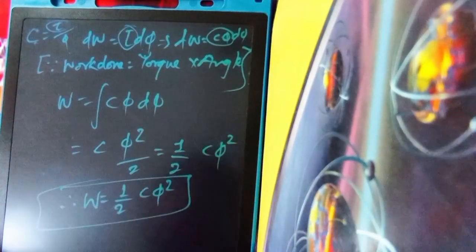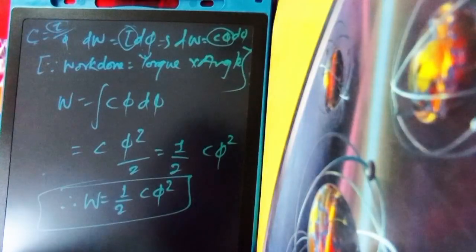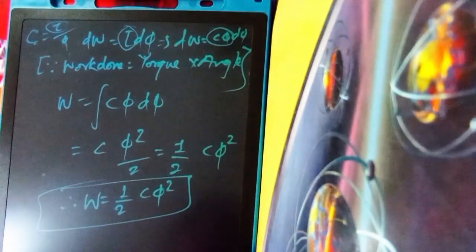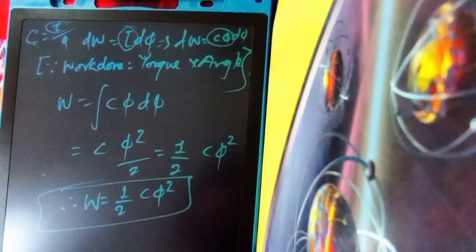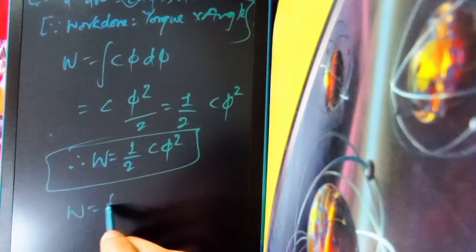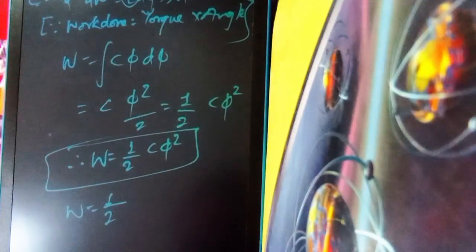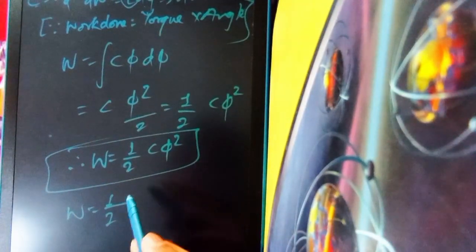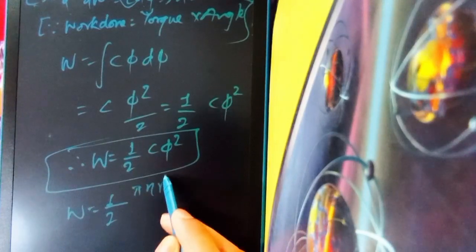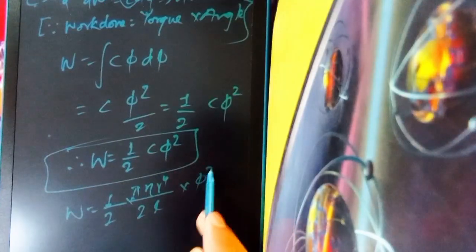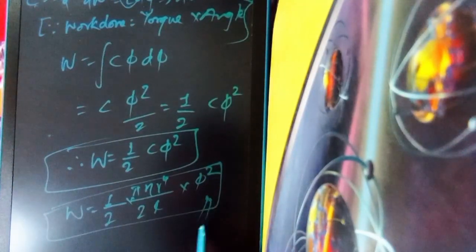And this will be the work done, which is stored in the form of elastic potential energy. So we have the work done, and if you want to write the whole form, W is equal to 1 by 2 C, and what is C? This is tau upon phi, so that will be equal to pi eta r power 4 by 2l, into phi square. This is the whole expression for work done.